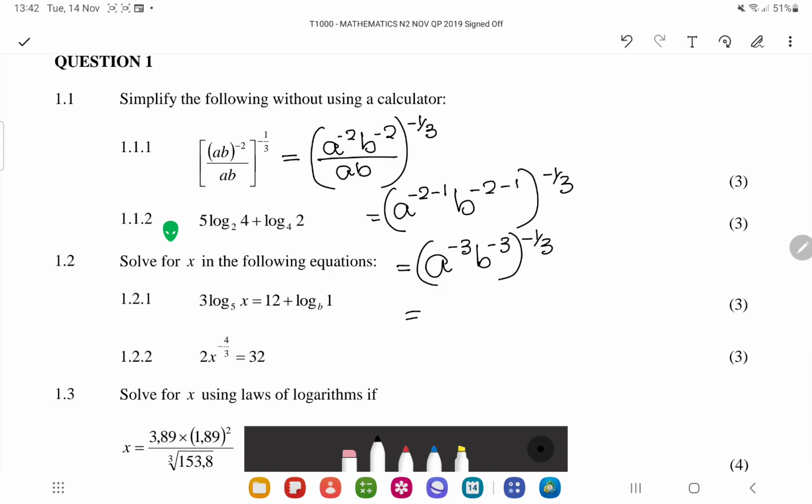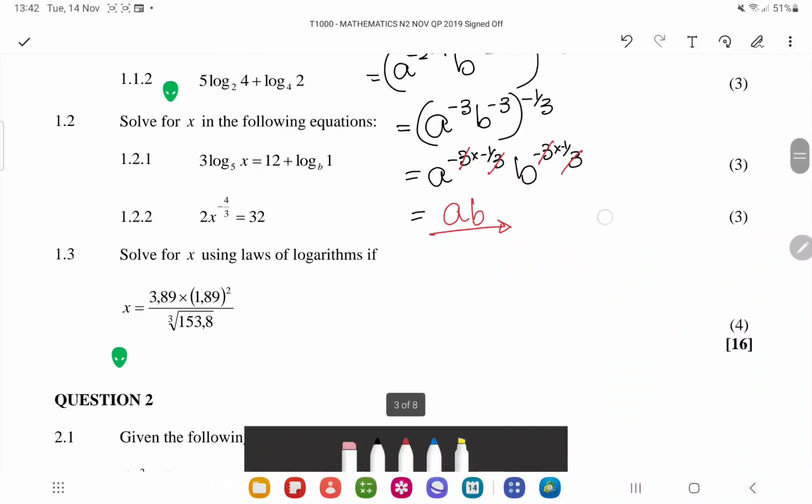So remember, what we're going to do here is to remove the bracket. How do we remove the bracket? That is a^-3 multiplied by -1/3, then b^-3 multiplied by -1/3. Therefore, we're going to cancel because they are the same. The negatives will cancel, and the answer is ab. Then you are done. They will give you full marks for that. So remember, the question says to use that.